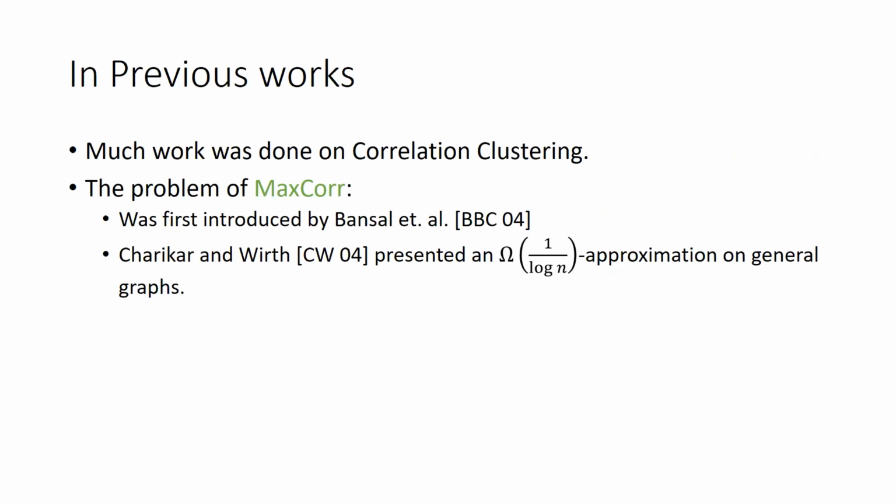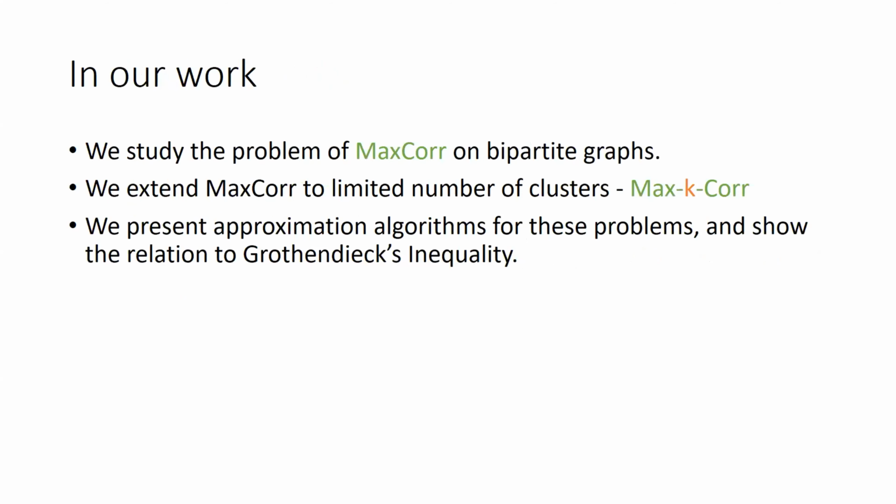In previous works, there were many works on correlation clustering, and specifically for max score, it was first introduced by Bansal et al. Charikar and Wirth presented an Omega of 1 over log n approximation when the input graph is a general graph. In our work, we studied this objective, max score, where the input graph is a bipartite graph. We also extended it to a problem called max k-cut, where we limit the number of clusters in the output to be at most k, where k is some constant. We present approximation algorithms for these problems, and we show how these problems relate to Grothendieck's inequality.